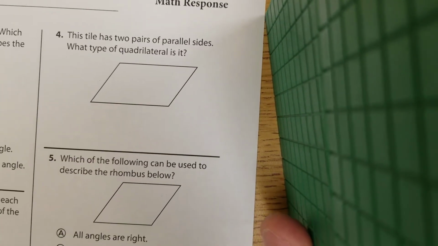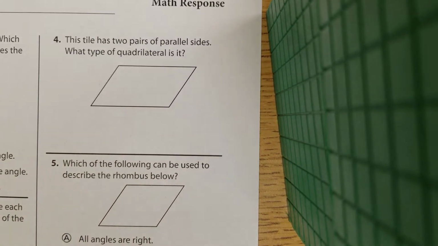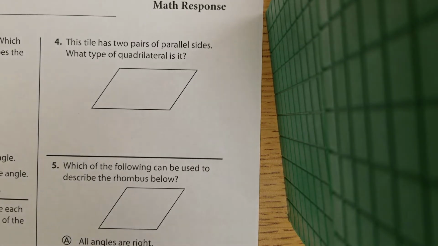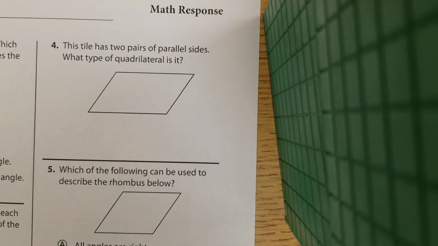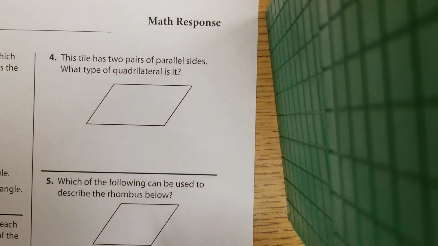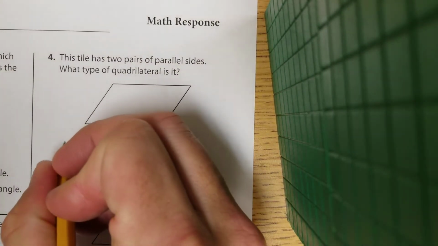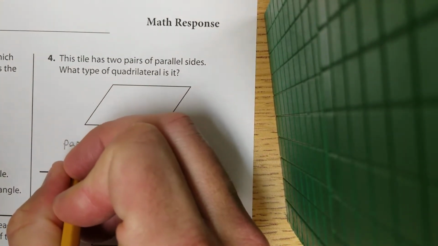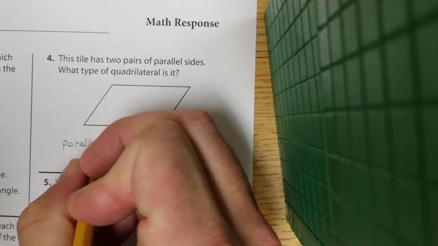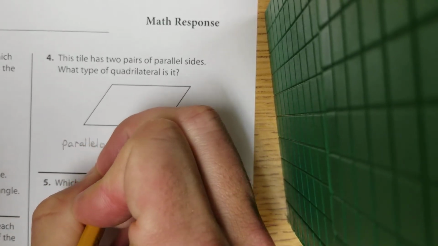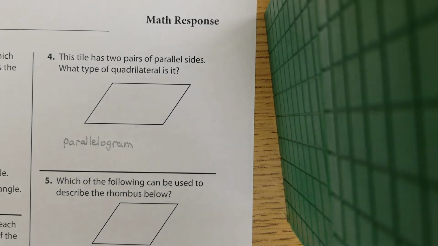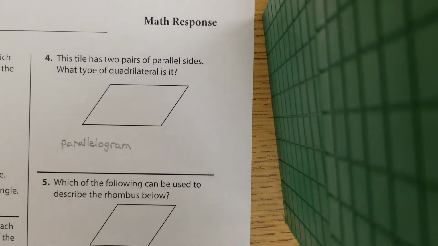Number 4, it says this tile has 2 pairs of parallel sides. What type of quad is it? Well, 2 pairs of opposite sides parallel is a parallelogram. I'm pretty sure I misspelled that.